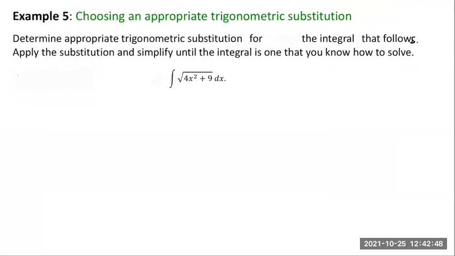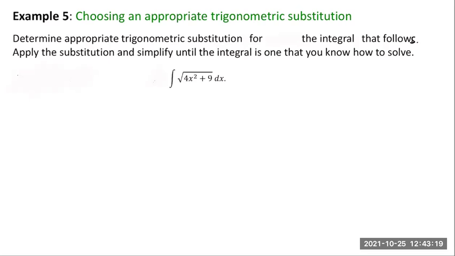All right. The next example I want to work on is this one. Determine an appropriate trigonometric substitution for the integral that follows. Apply the substitution and simplify until the integral is one that you know how to solve. You don't really have to solve this one. You just have to simplify to get an integral that you know how to solve. So how do you deal with this integral?